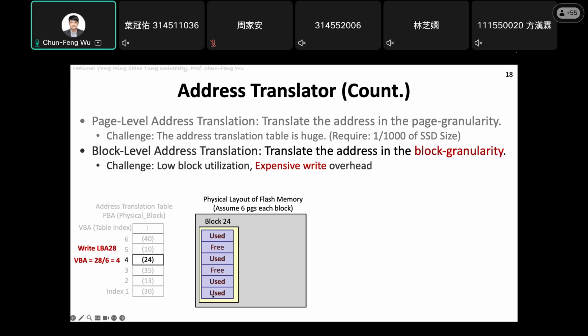So you have another question. There are 6 pages in this block, so where does LBA 20 really point to? We need to do another calculation: the page number will be 20 modulo 6, because there are 6 pages. If we get 4, which means 0, 1, 2, 3, 4, this is the 4th page here. So now we know the physical block is block 24 and the page number is page 4. This is where LBA 20 really points to.